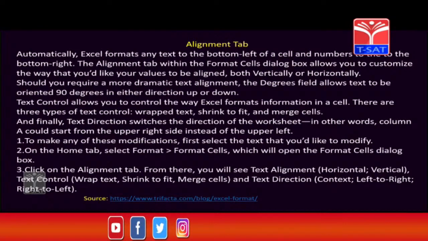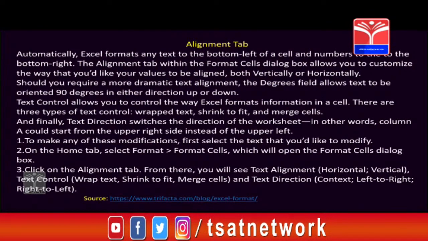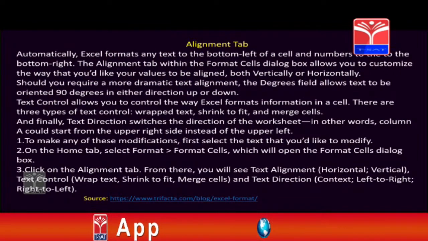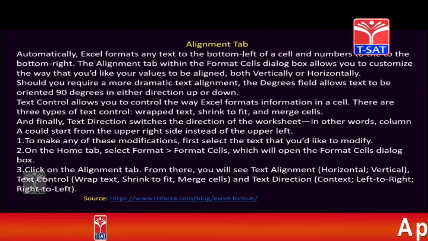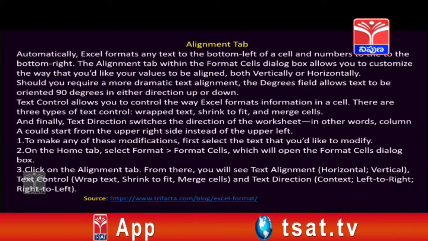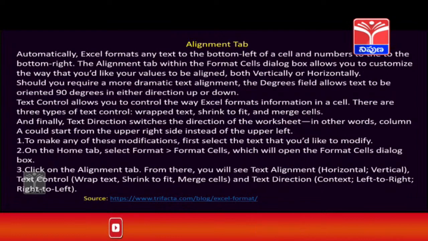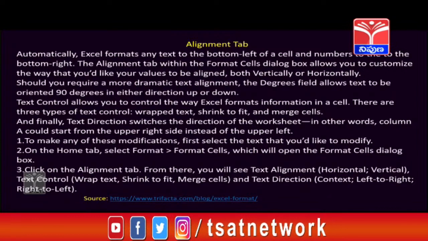The next tab, which is available as part of formatting, is the Alignment tab. Alignment means how your data is supposed to look inside the cell. The position of the data inside the cell is highlighted by the term alignment. So, by default, Excel formats the text to the bottom left of a cell and numbers to the bottom right.